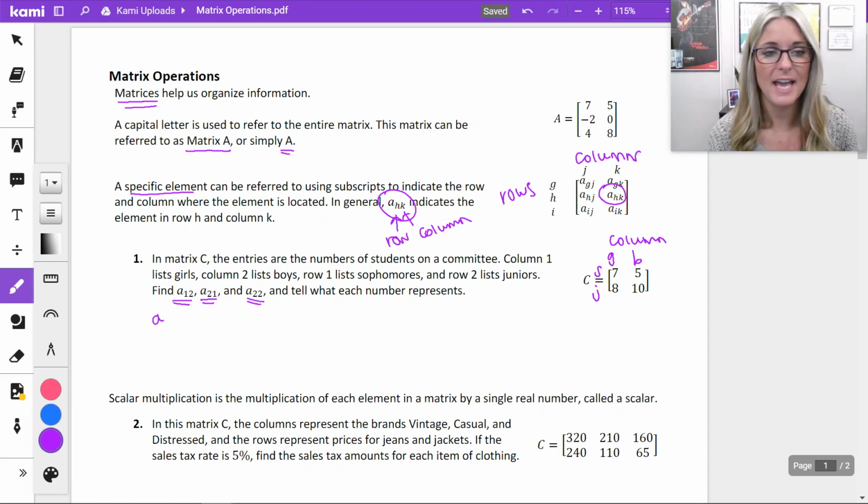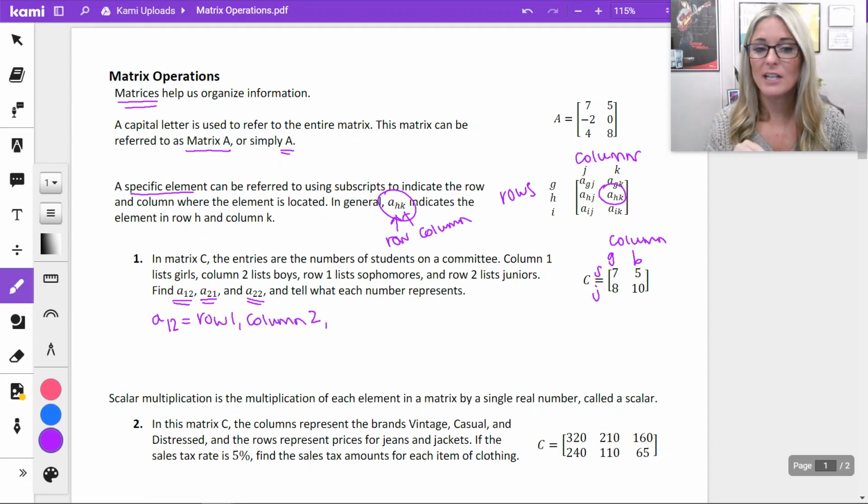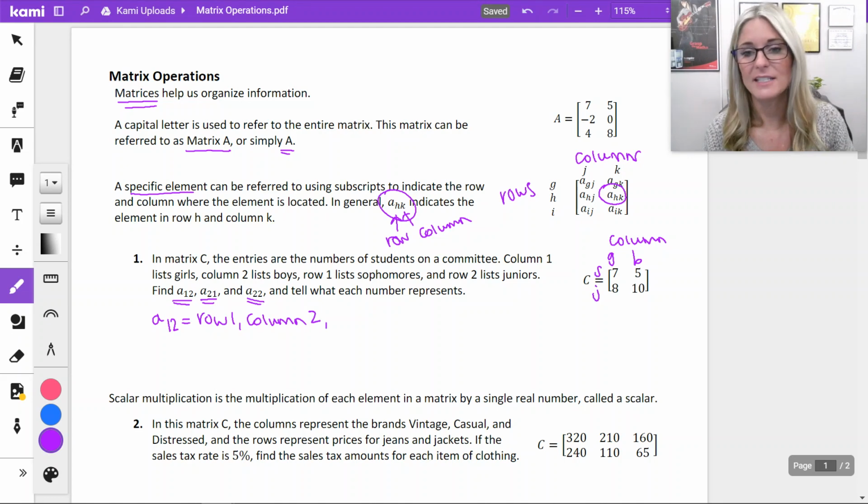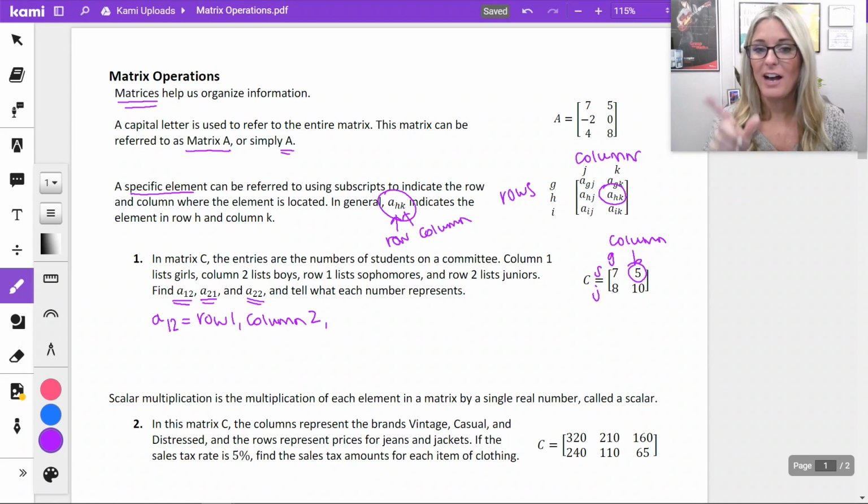So let's start with A sub 1,2. That is going to be row 1, column 2. So in the context of our problem, we are looking at row 1, column 2, which is right here. That 5 is 5 boys, 5 sophomore boys.